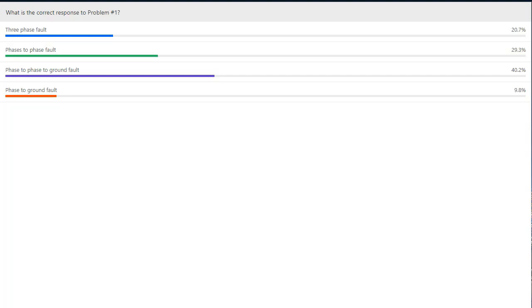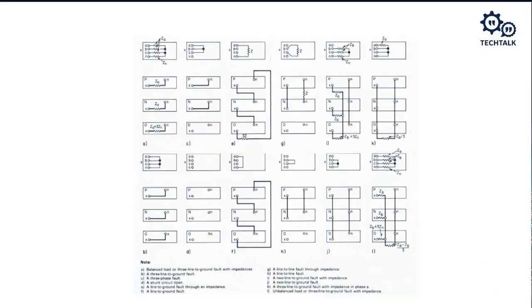Let's take a look at the actual answer, right? If we actually look at this, yes, it was a phase-to-phase to ground fault. It was actually this one, and there was some impedance there, which is why we saw some of the quantities a little bit differently. Okay, let's go on to the next quiz question.